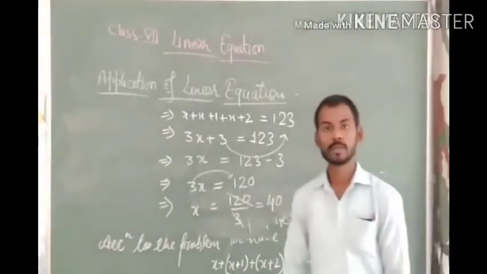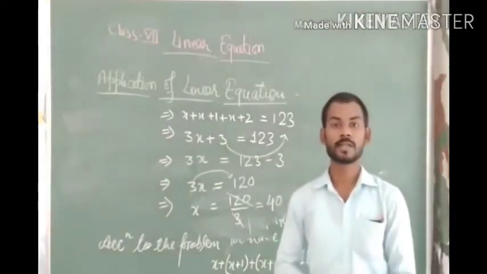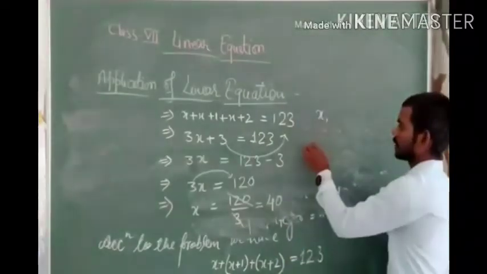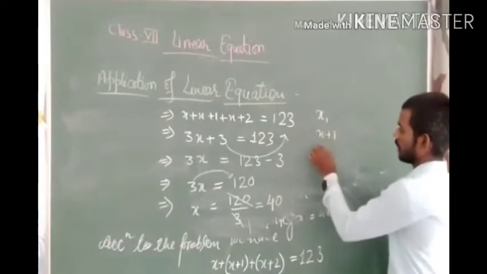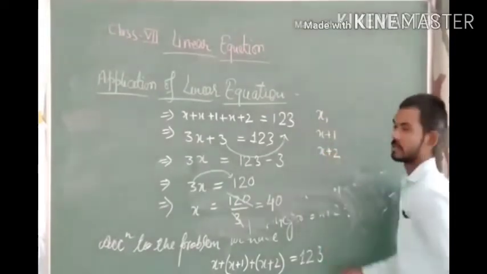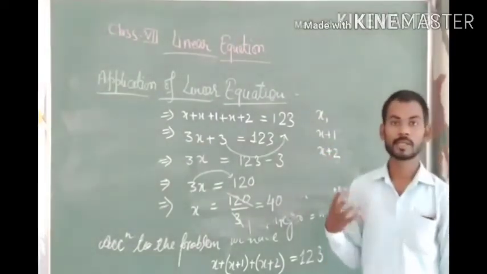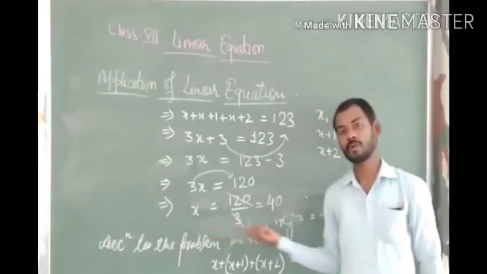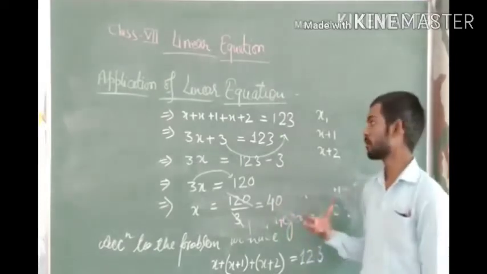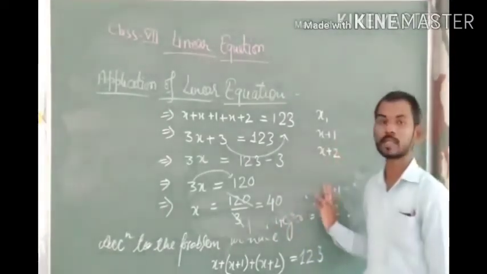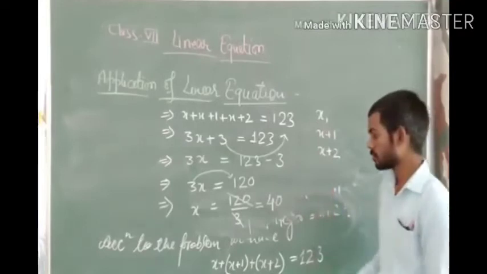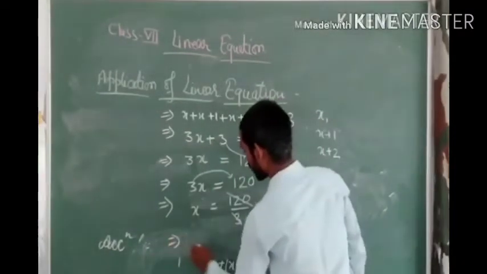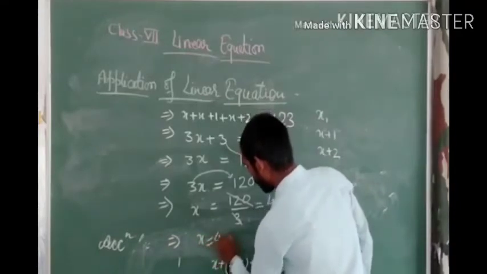In the first step, we considered the three integers as x, x plus 1 and x plus 2. These are the three integers. So here we get the value of the unknown quantity, but we did not get the values of these three integers. So we now solve. We get x is equal to 40.